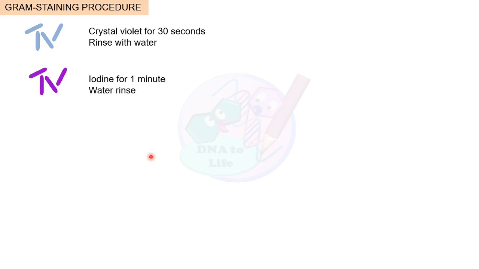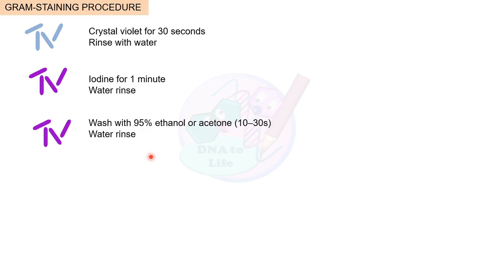So this is the gram staining procedure. We take the bacterial culture and first stain it with crystal violet, and then we add iodine, which is a mordant. Mordant means it helps to fix the crystal violet stain, and then we wash it with 95% ethanol. Ethanol acts as a decolorizer, and when bacteria are loosely bound with crystal violet, ethanol can wash out all the stain.